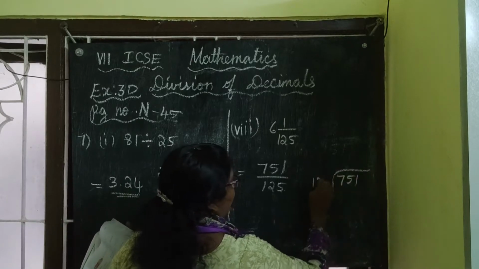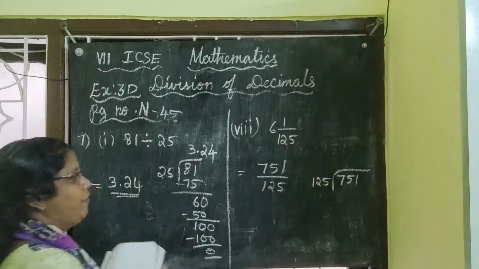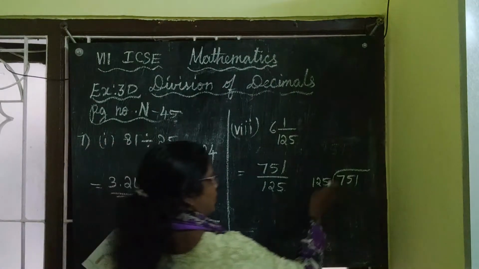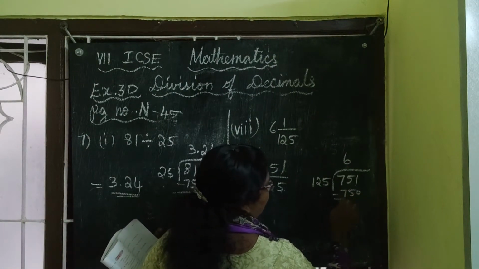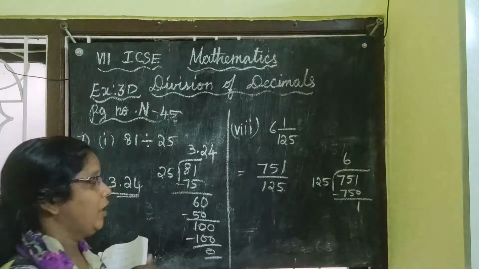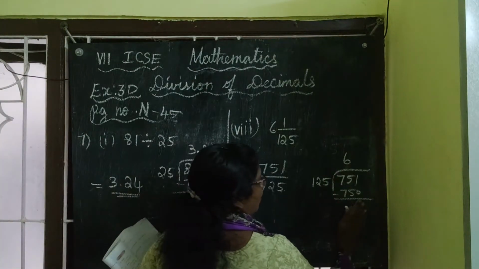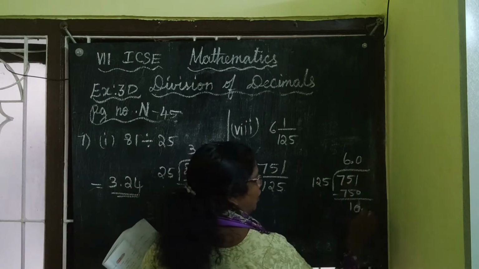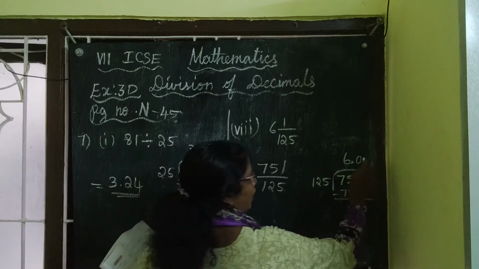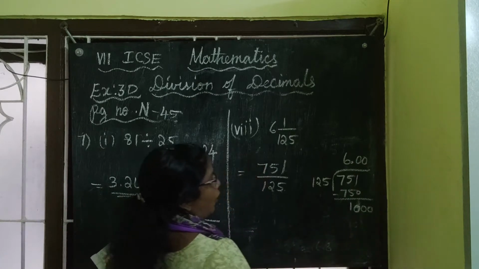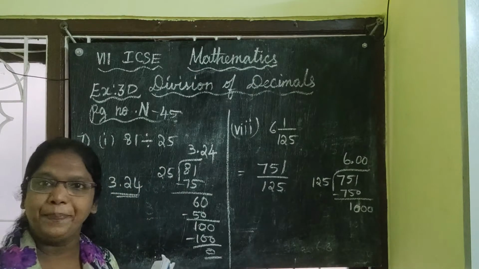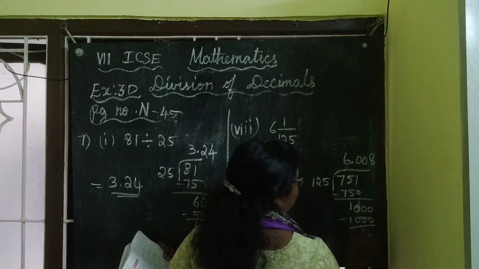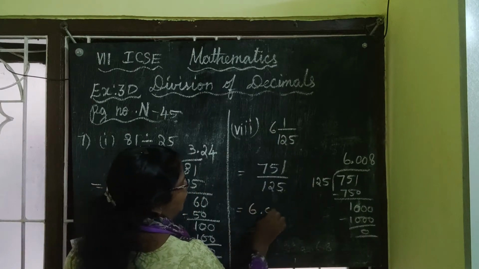751 divided by 125. In 751, how many 125s are there? 125 into 6. That means 6 times it is there. So 750. Remember this one. Now in 1 can we divide? No. So keep the point and add 0. In 10 also we cannot, so add 0 here and here. In 100 also we cannot divide, so add one more 0 and here also. Now in 1000 how many 125s are there? If you divide and see, you will get 8 times. 8 into 125 is 1000. So your answer is 6.008.